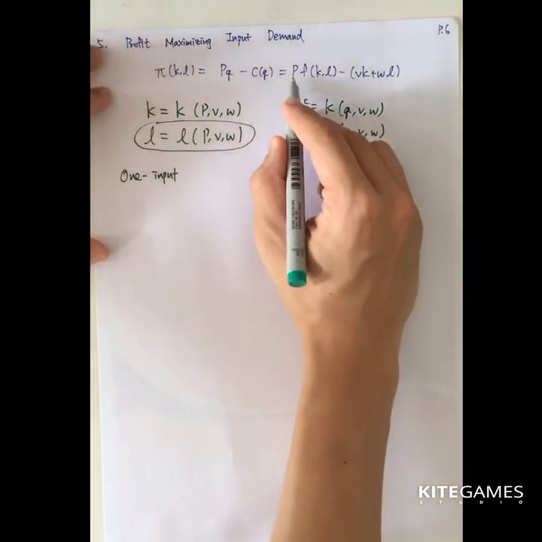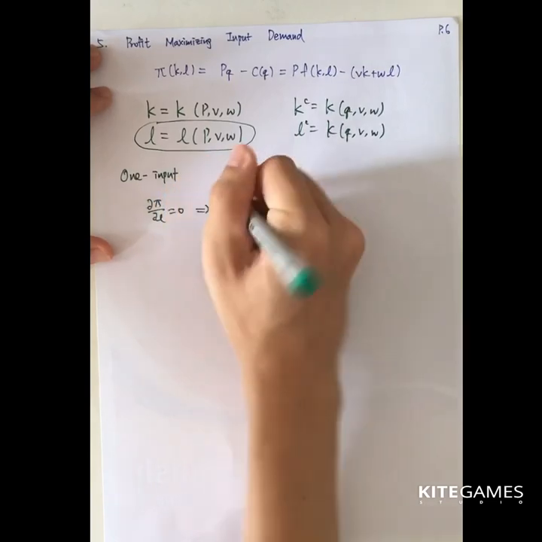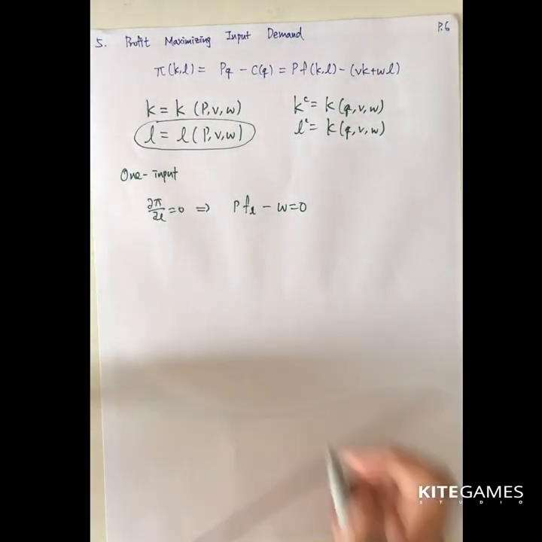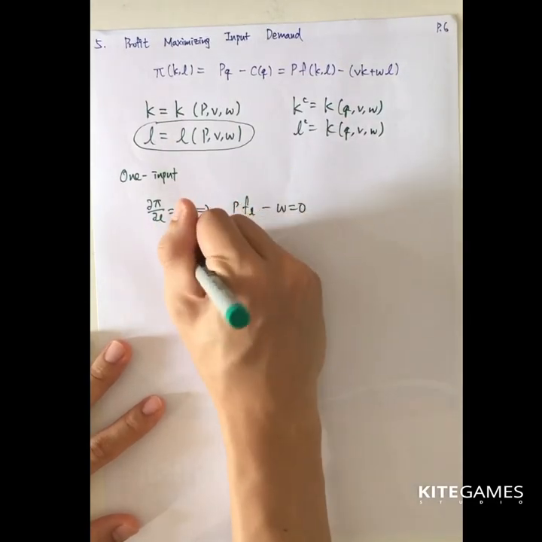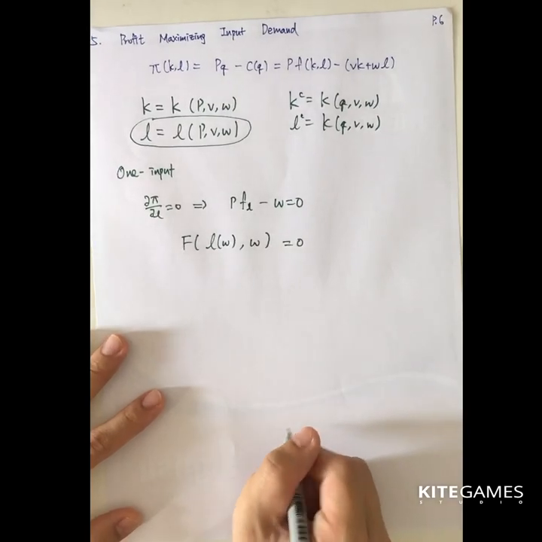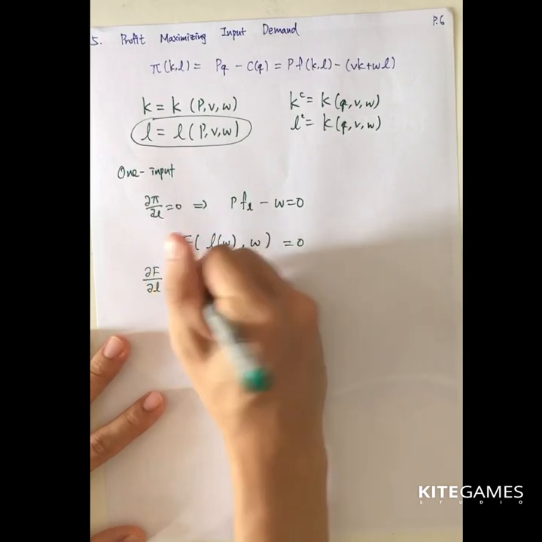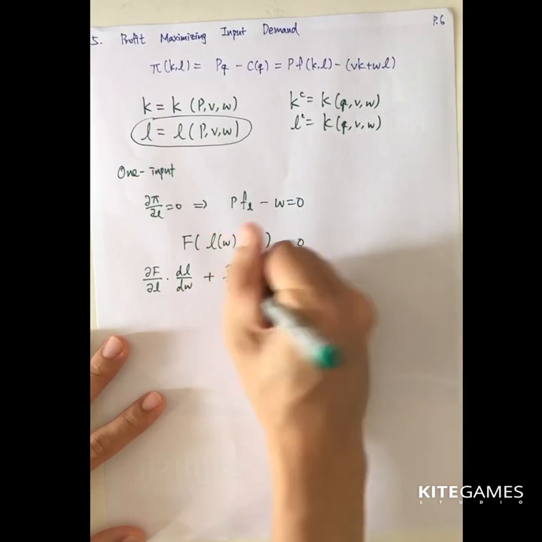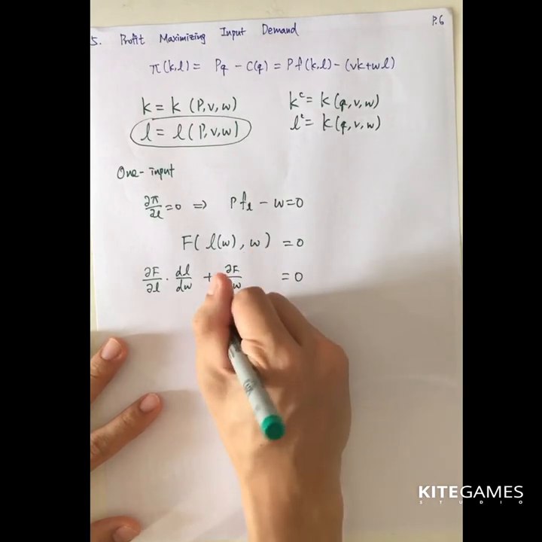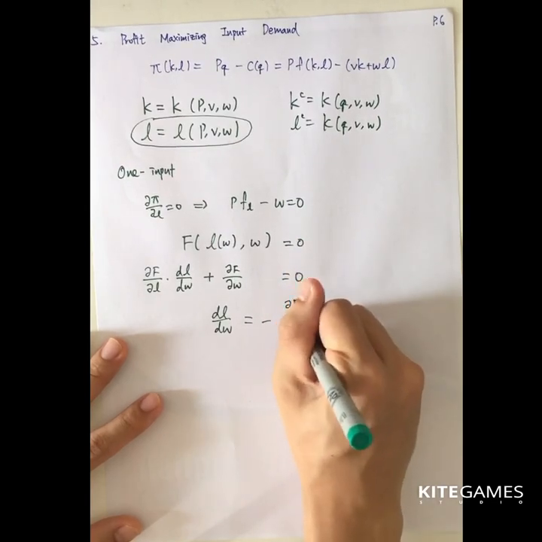Then the profit is P times F as a function of L only, minus WL. Then I do the first order condition, set equal to zero, and I will get P F_L minus W equal to zero. Then I replace this to be a function of labor and wage. Then I do the total derivative. What I will get is partial F, partial L, dL, dW, plus partial F, partial W. So I differentiate with respect to W, total differentiate. Then I will get this result. Then we can see that dL/dW is equal to negative partial F, partial W divided by partial F, partial L.